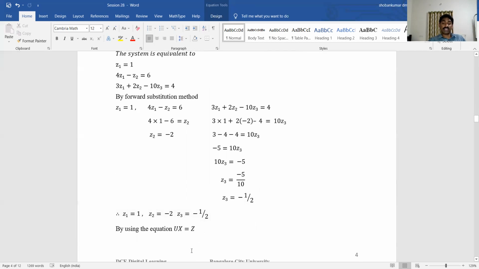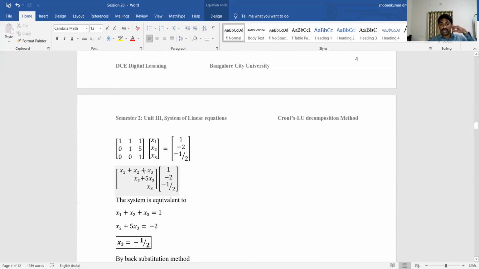Now, by using the equation Ux is equal to Z, where U is an upper triangular matrix, we know that X is X1, X2, X3, and Z is Z1, Z2, Z3. We know the values of the Zi's. Therefore, Ux is equal to Z. Here are U, X, and Z. Now expanding the left hand side and equating the corresponding elements in the right hand side, we get three equations.